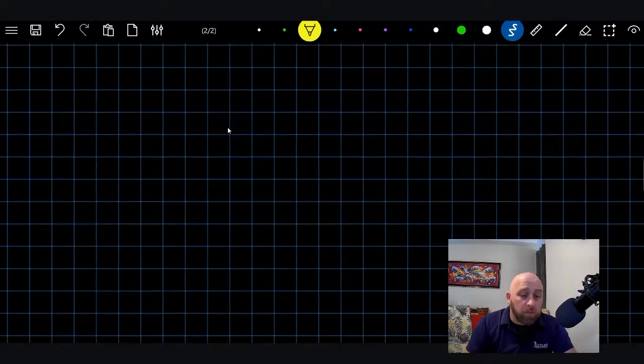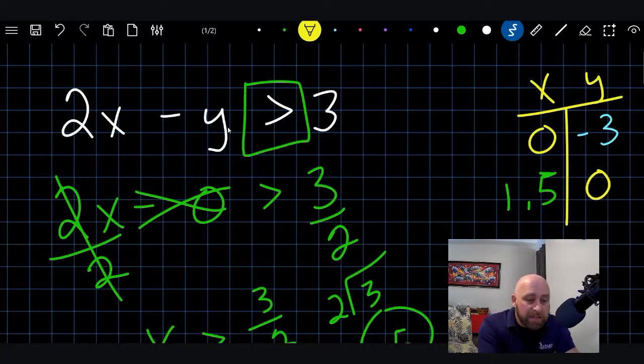What if it was equal to? What if we go back here and it did have an equal to? Then we would use an actual straight line. We would use the not dotted, or regular, line there. But in this case, it is not equal to. It's just greater than. So we're going to use the dotted line.